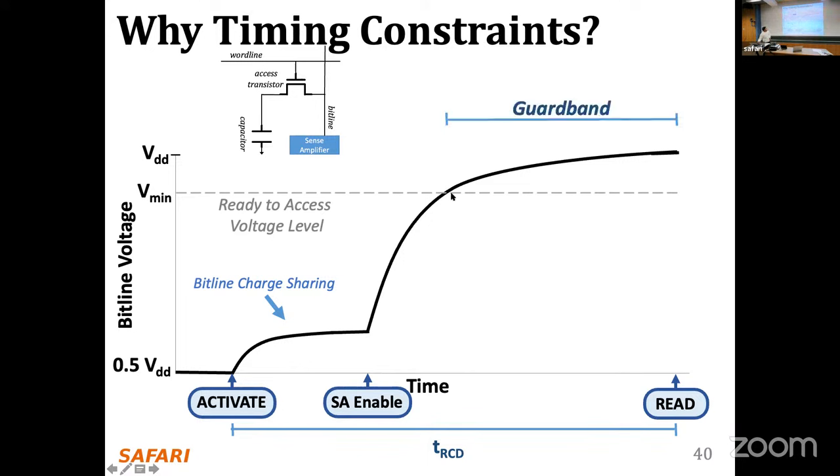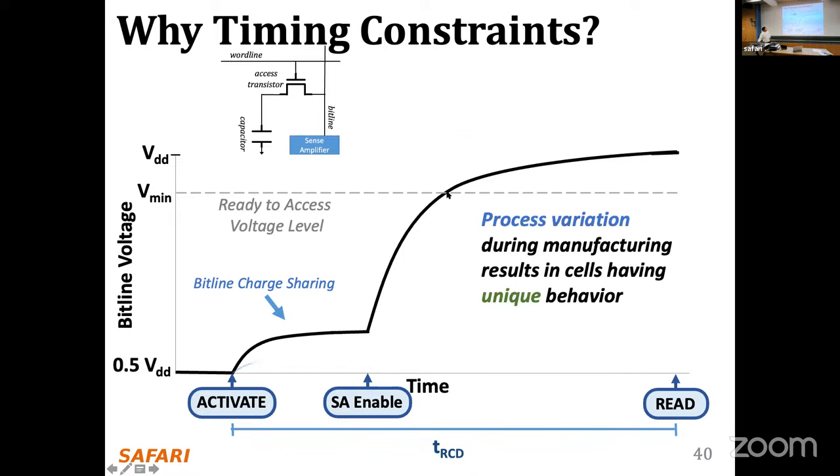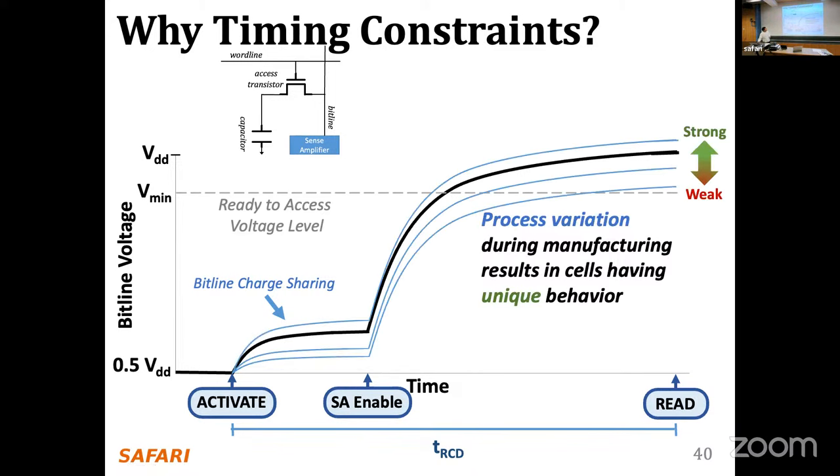The issue is, due to process variation, we have other cells that will manipulate the voltage differently. So we have to think about the cell that's the weakest in terms of how it manipulates the bitline voltage. And we have to set our timing parameters to account for those weaknesses due to process variations.